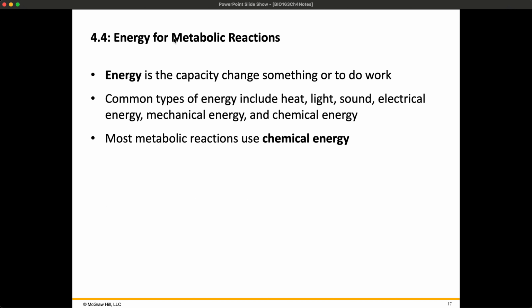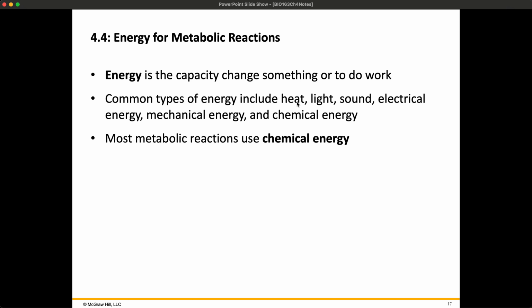All right, so looking at energy for metabolic reactions. Energy is the capacity to change something or to do work. That ability to change, having the force, whatever it may be, to shift something or to do something. Types of energy can be heat, light, sound, electrical, mechanical, and chemical energy.